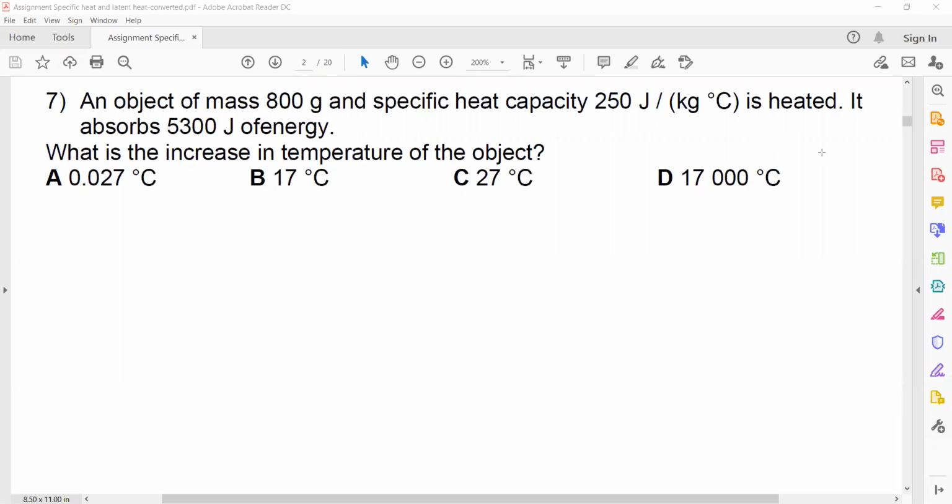Look, there's one more point. The unit conversion is always important. You can see here it's written 250 joule per kilogram degree centigrade. So if specific heat is in joule per kilogram, then the mass should be in kilogram. Don't forget to convert grams into kilograms.